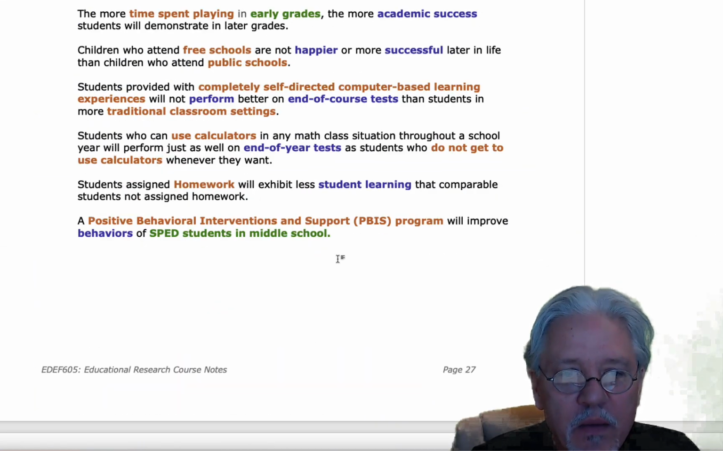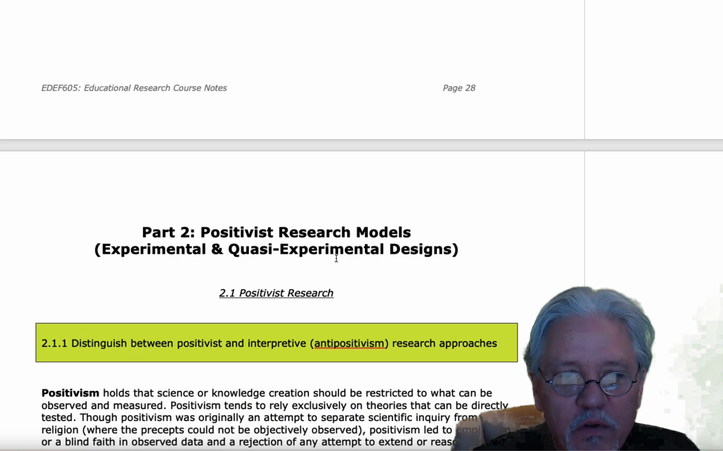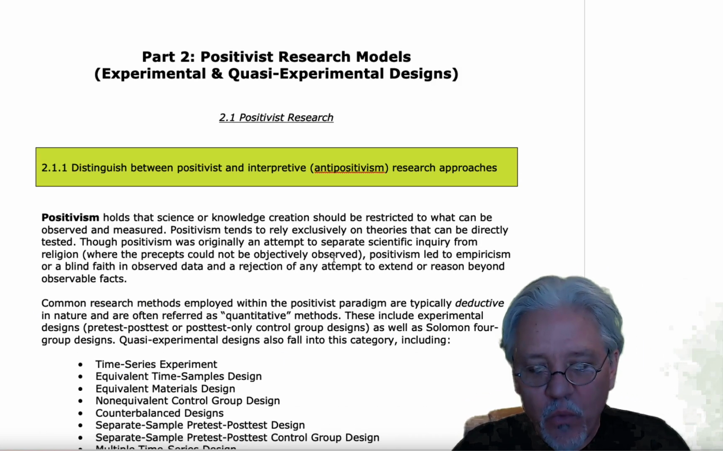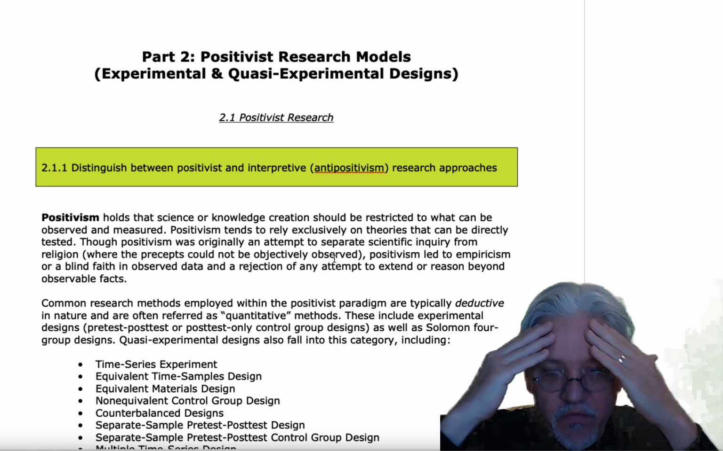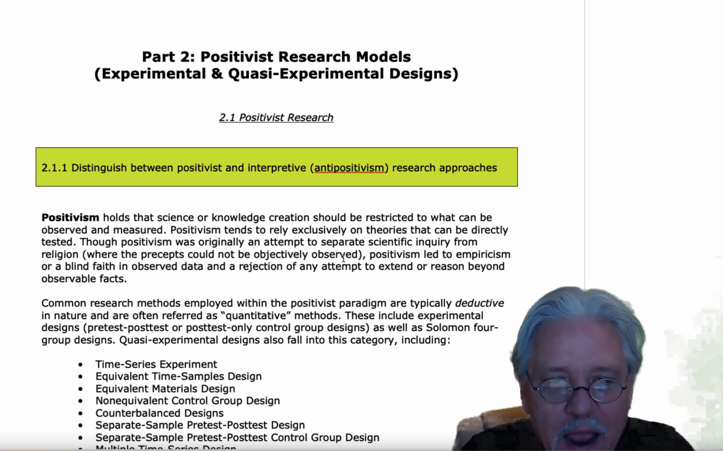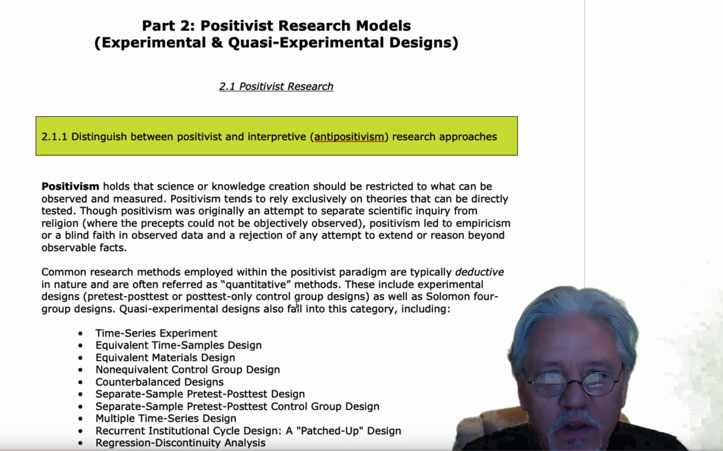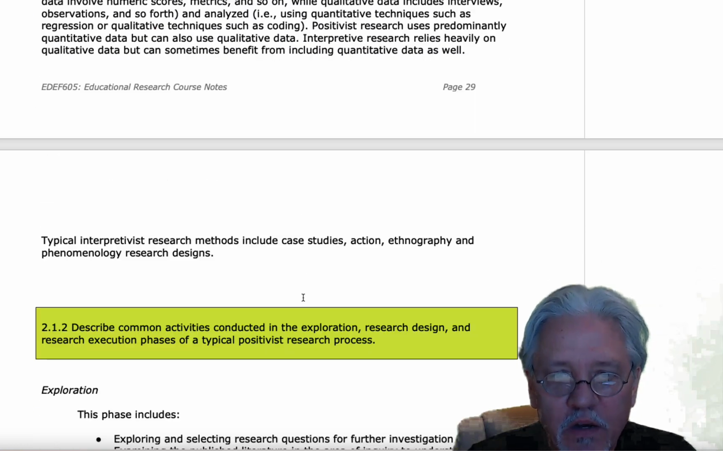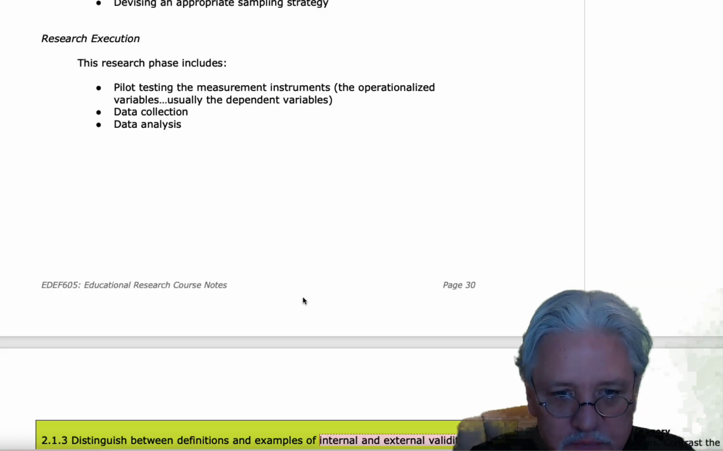Okay, so I am going to scroll now and go into part 2. And I don't have so much to say past part 1 because that's where a lot of the more abstract types of things are presented. Then we get into just a lot of really important content related to research.